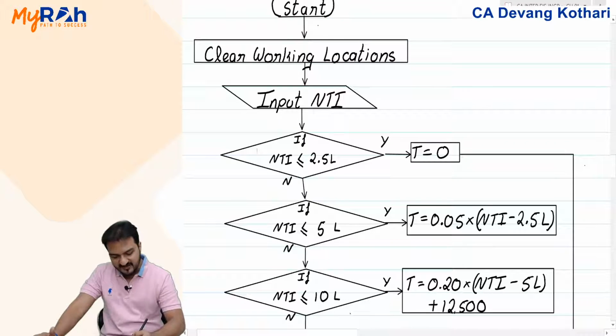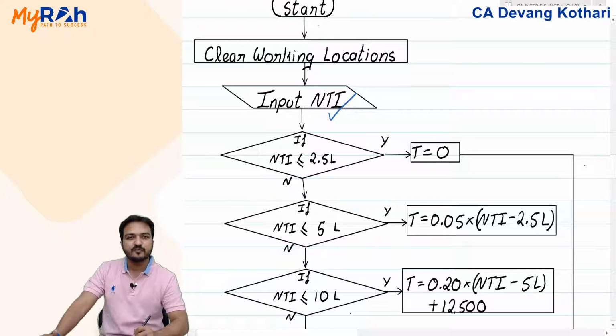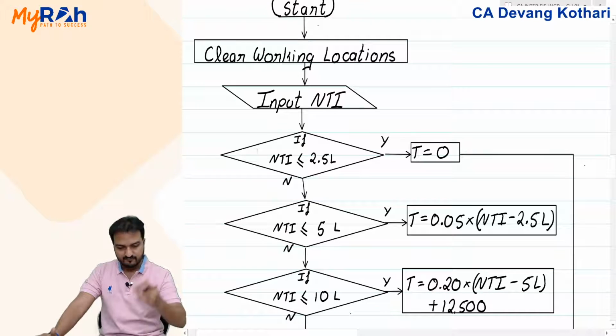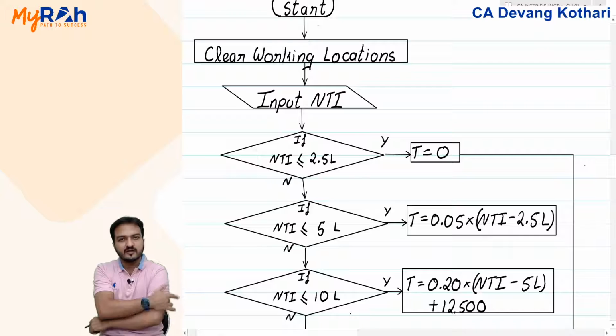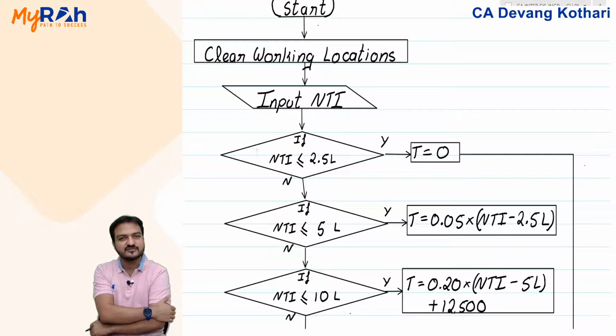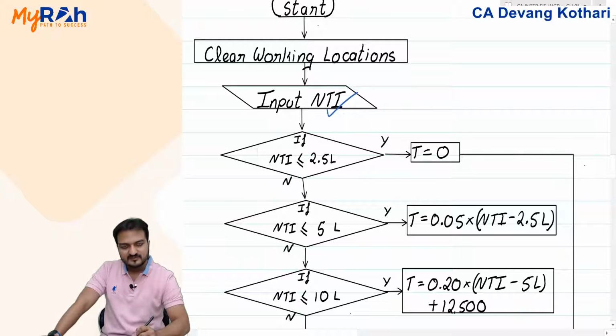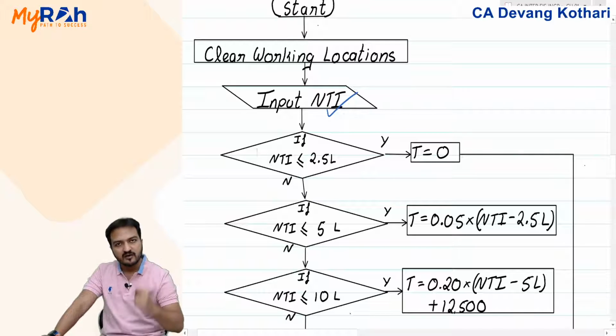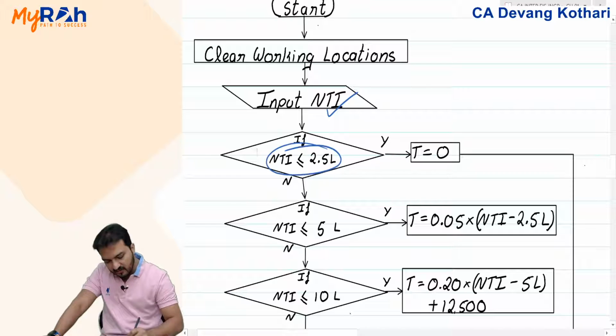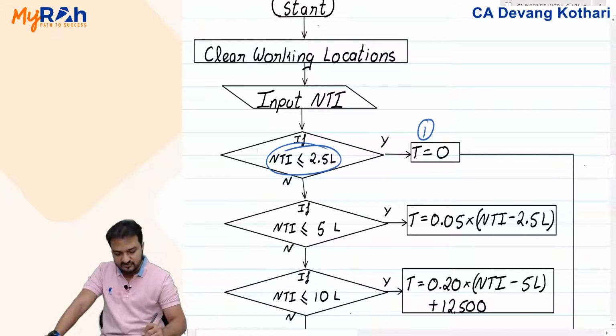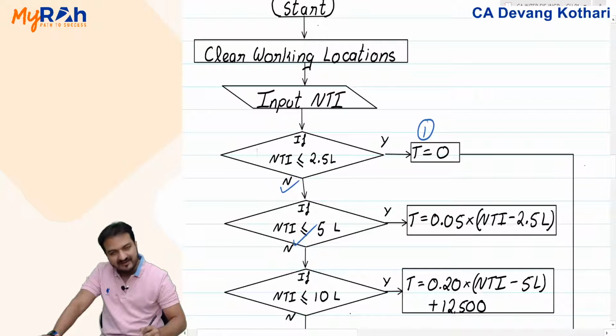But in this case now, after that I have input NTI, that is taxable income. The taxable income, which is the input, will be asked from the user. So user will type the taxable income. Once the software gets the income from the user, it will check whether income is less than 2.5. If yes, then it is slab 1, tax equals to 0. If no, you check less than 5 lakhs.